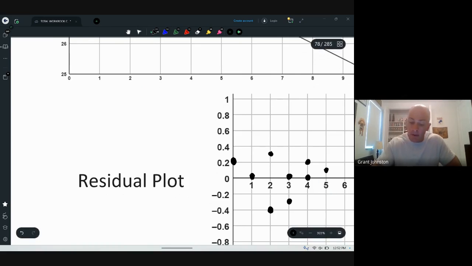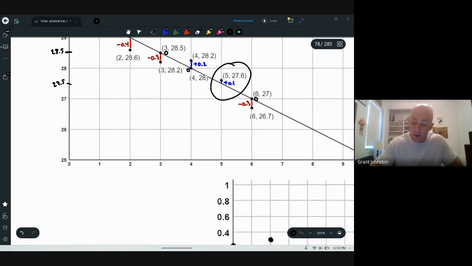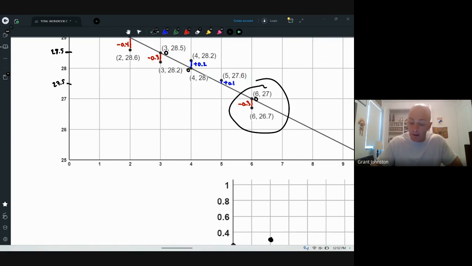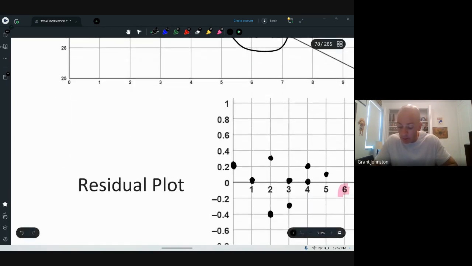And then last but not least, 6. There were 2 residuals on 6. We had a 0 residual because it was on the line, and we had another residual that showed a negative 0.3. So at 6, we have a 0 residual and a negative 0.3.